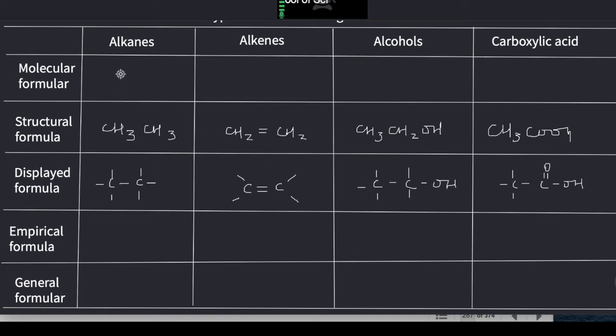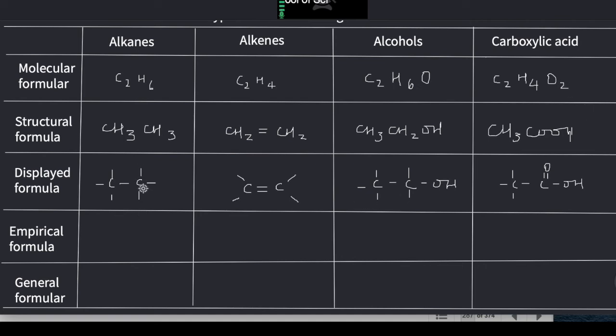Okay, so the molecular formula, we just add all this up. So that's 2 carbon, C2H6. This one is C2H4. That one will be C2, how many H? That's 3, 5, 6, and 1 O. And here is C2, H3 plus this 1, that gives you 4. And how many O's? 2 O's.